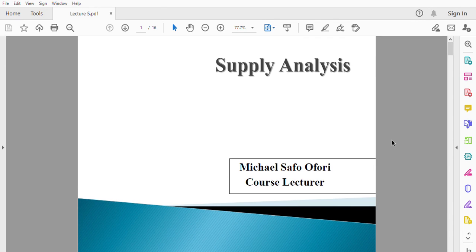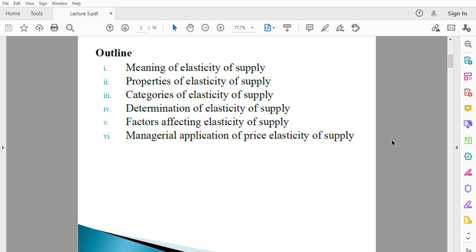Today we are continuing from where we ended last week. So today we'll talk about the meaning of elasticity of supply. Then we'll move on to properties of elasticity of supply. Then the categories of elasticity of supply. We'll look at the determination of elasticity of supply, factors affecting elasticity of supply. Then we'll end with managerial application of price elasticity of supply.